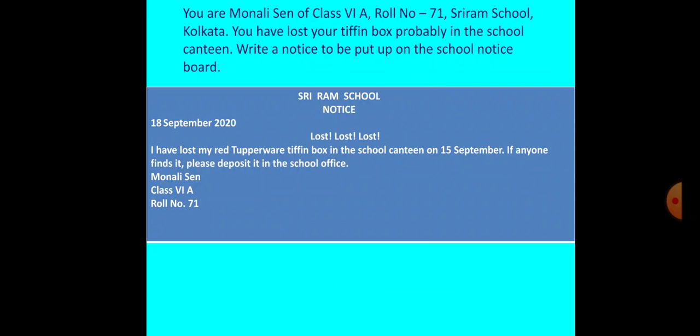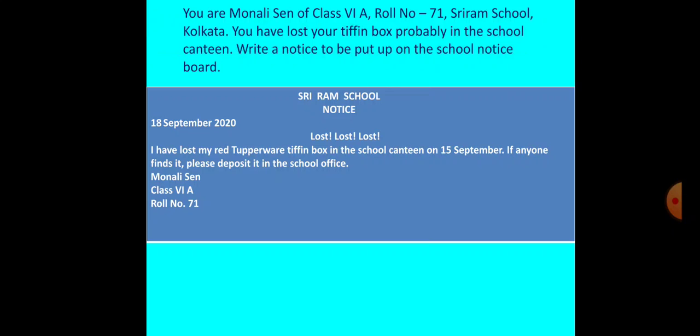And then again on the left hand side we will put the current date when the notice has been issued. That means, if it is written, 18th September 2020. Then after leaving one line we will write a catchy title for the notice. If it is related to something lost, so we have written lost, lost, lost, so it seems to be catchy.